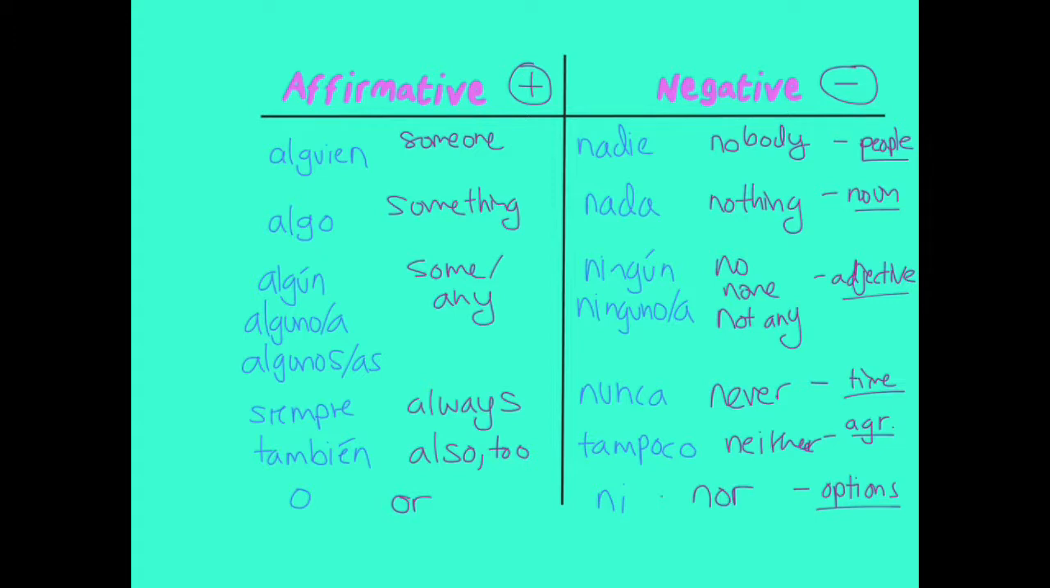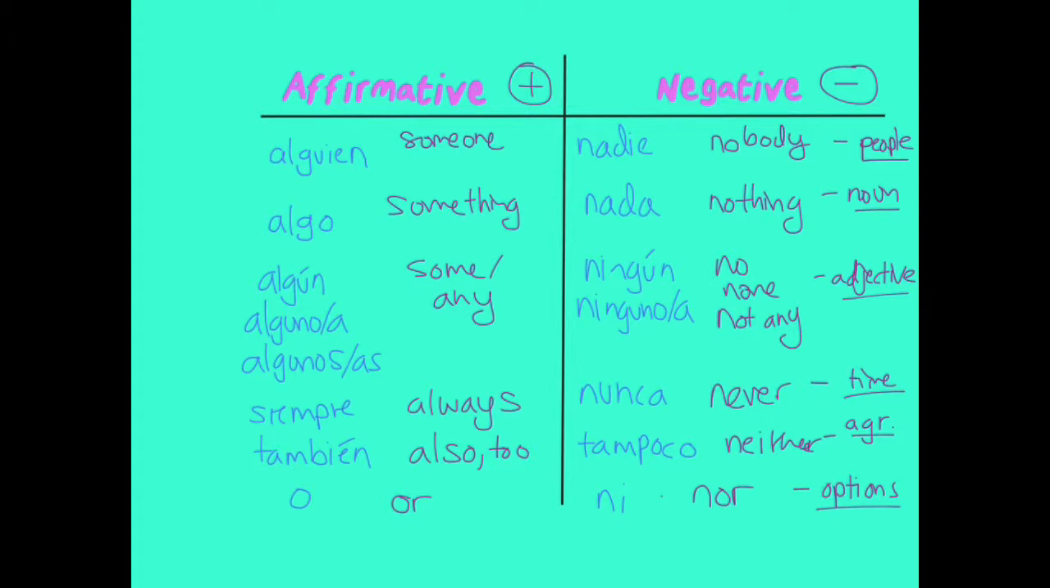Because when we speak in Spanish, affirmatives tend to stay affirmative, negatives stay negative, they have opposites. So we have a list of vocab here. Now for alguien, someone, the opposite would be nadie, nobody. Algo, something, nada, nothing. Algún or alguno or algunos, some or any. Opposite being ningún or ninguno or ninguna. No, none, not any. Siempre meaning always. Nunca meaning never. También, also or too, the opposite being tampoco, neither. O meaning or, ni meaning nor.